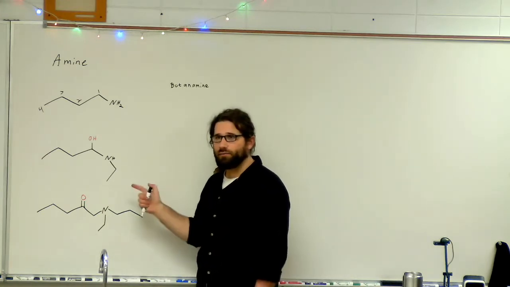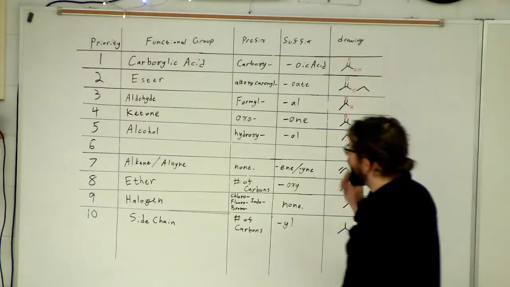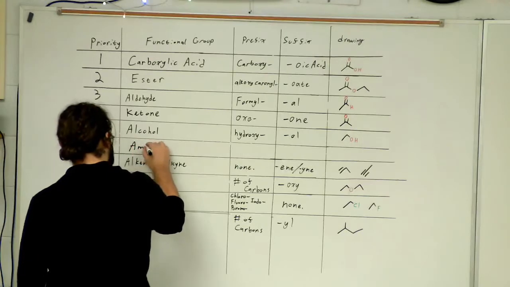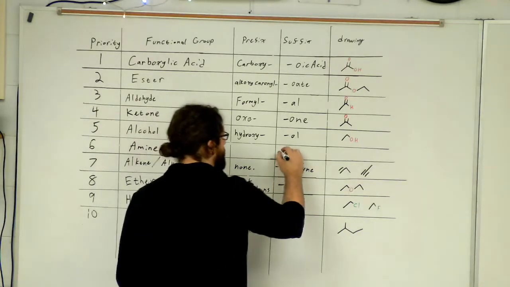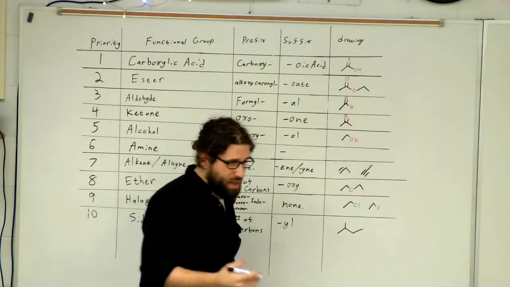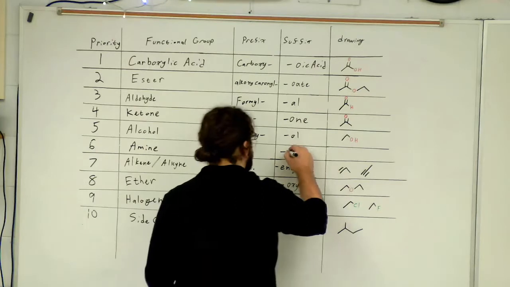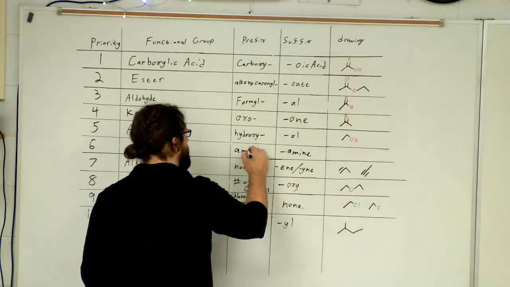Before we move on, let's look at the priority. The priority of the amine falls in at number 6. It does not have a very high priority. Its suffix, we already saw, was just going to be amine. And its prefix is amino.